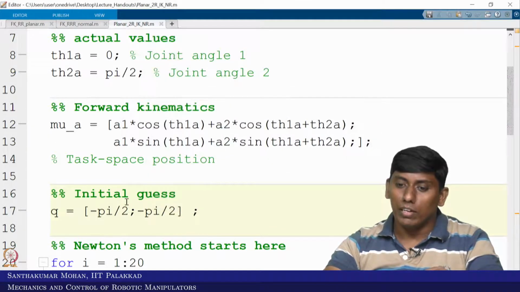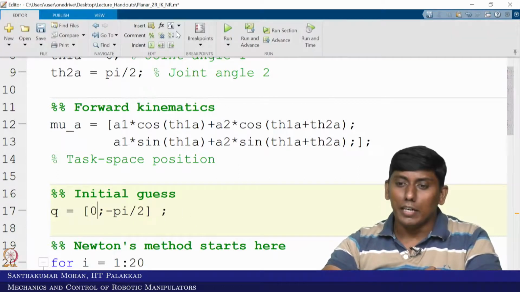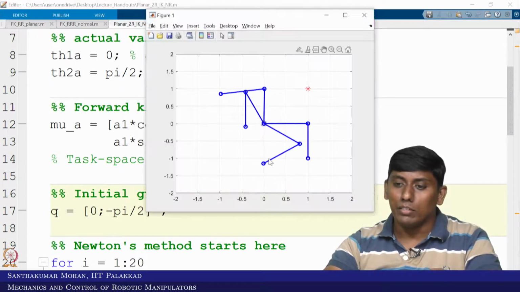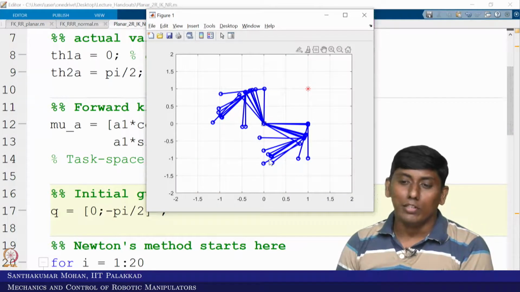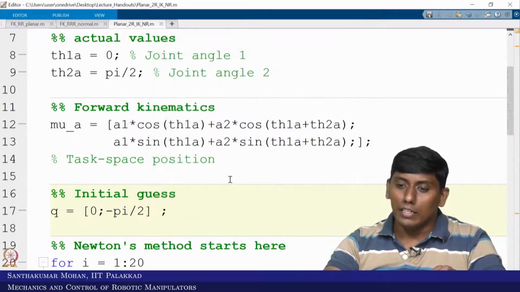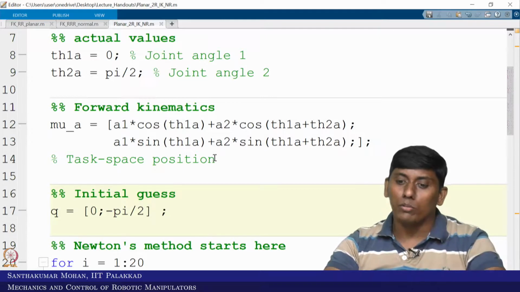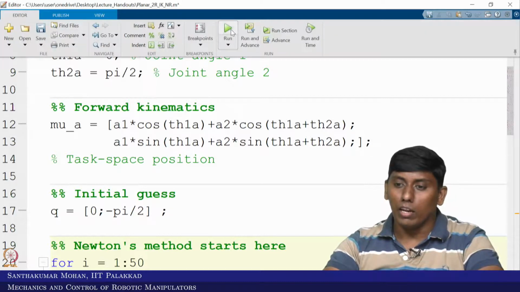Now I will start with 0. I am trying to find whether there is any inflection which happens here. Yes, this is the inflection. You can see even 20 iterations are not sufficient, where we have started the initial guess exactly opposite to the solution. Even if I increase to 50, I do not think it will come. We will see.